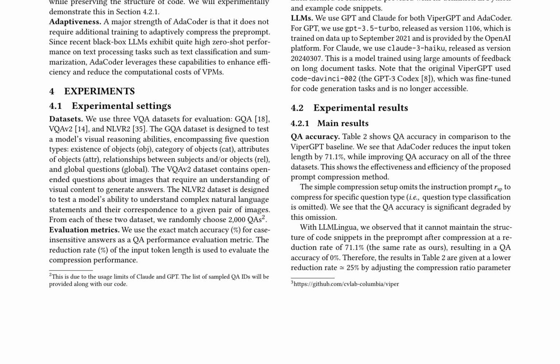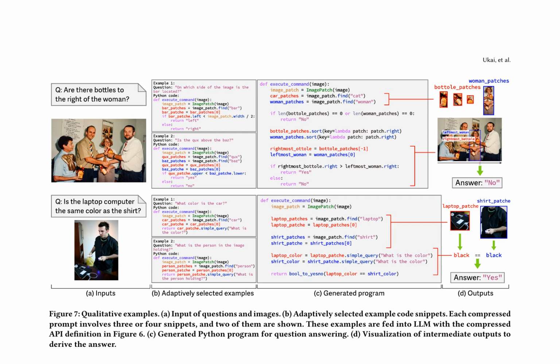AdaCoder is evaluated on 3 VQA datasets, GQA, VQA-v2, and NLVR2, and compared to two baselines, ViperGPT and LLM Lingua. The results show a 71.1% reduction in input token length while improving QA accuracy on all three datasets. The method is also more efficient than previous prompt compression methods, such as LLM Lingua, which cannot maintain the structure of code snippets after compression.